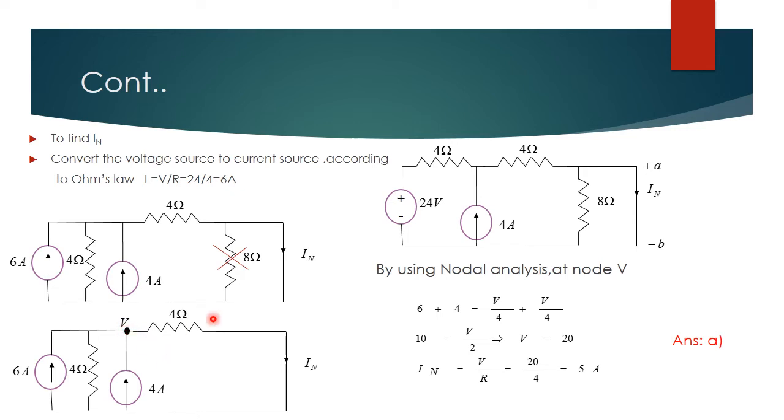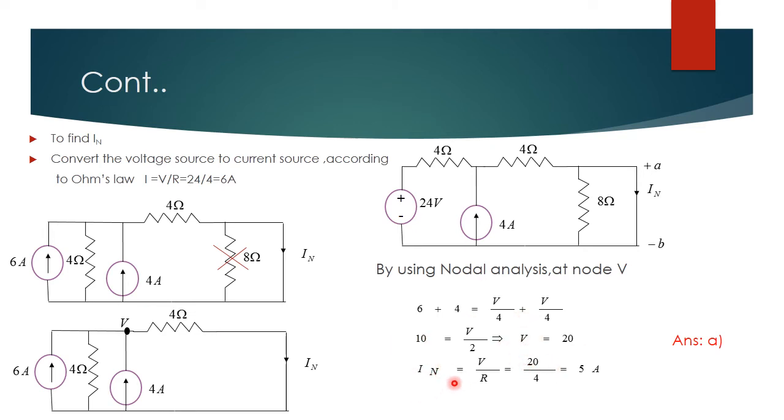This is V. If you are using nodal analysis, then we have to use Kirchhoff's current law. According to Kirchhoff's current law, the sum of incoming current is equal to the sum of outgoing current. At this node, the incoming currents are from here, then from here. Through this resistor and through this resistor, it is outgoing current. So we can write 6 plus 4 is equal to, the current flowing through this resistor is V by 4, that is by using Ohm's law, V by R, V by 4, plus through this resistor is V by 4. So from this we can find the voltage V is equal to 20.